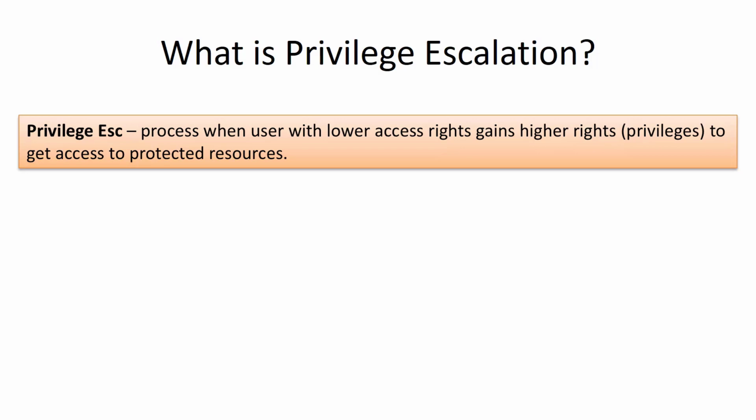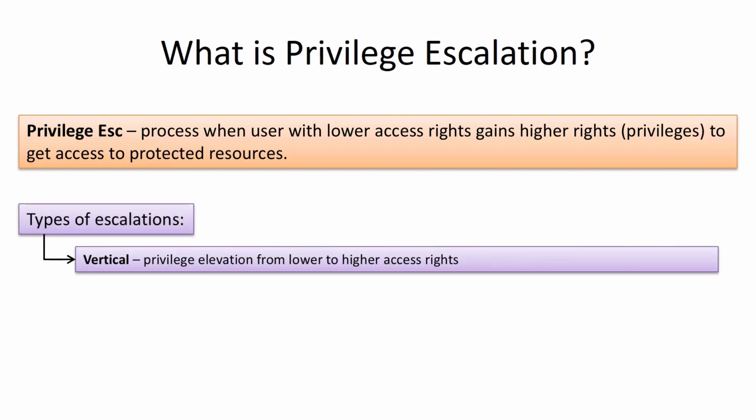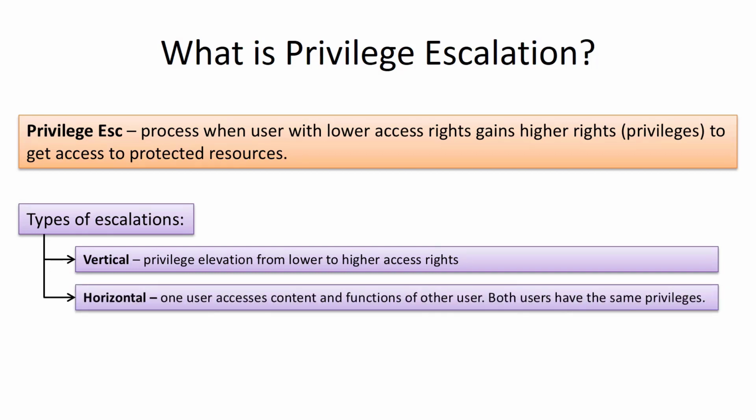As you know, on one Windows machine there can be several accounts but with different access rights. For example, one account can install any program, but other accounts cannot. There are two types of escalation. In vertical escalation, the attacker elevates his privileges from lower to higher, for example, from standard user to administrator. In horizontal type, the attacker also uses resources on behalf of another user account, but in this case both accounts have the same privileges.